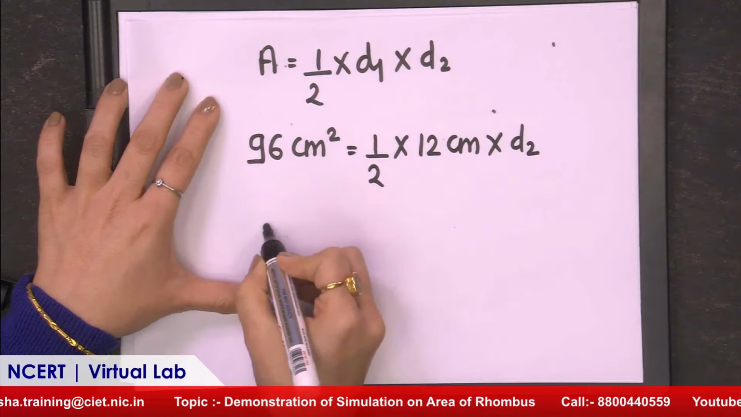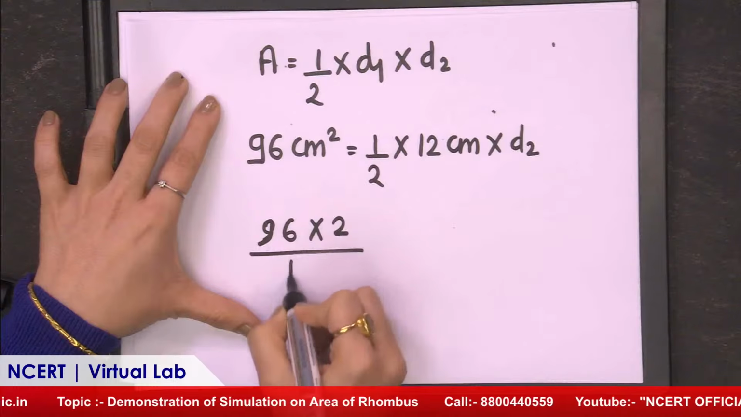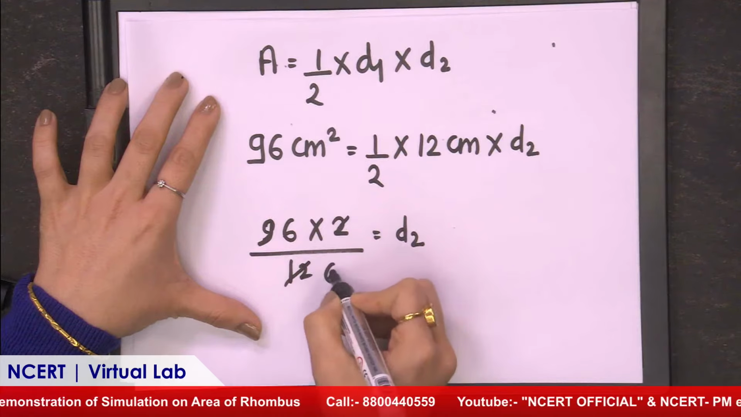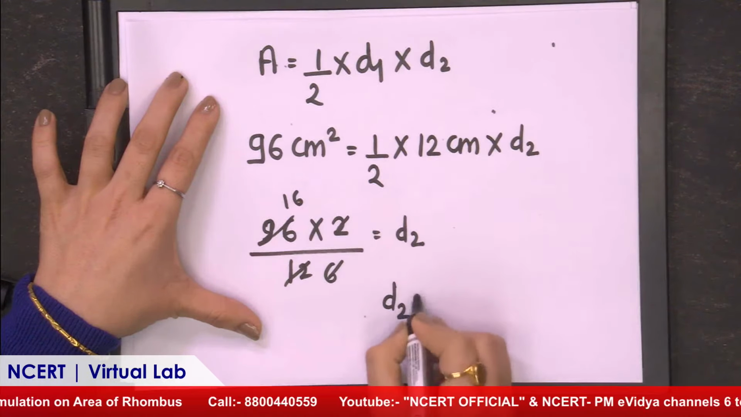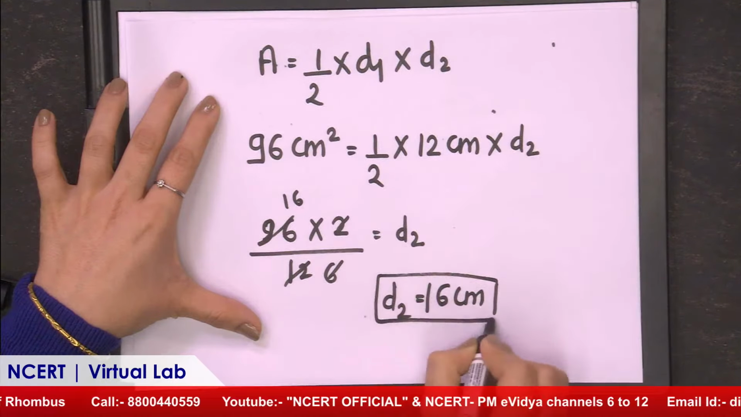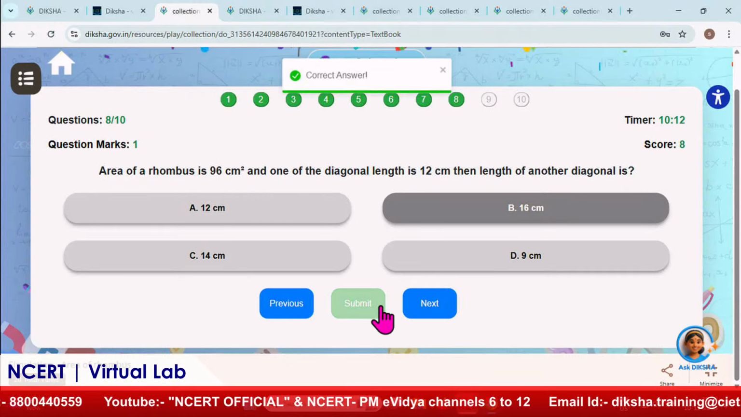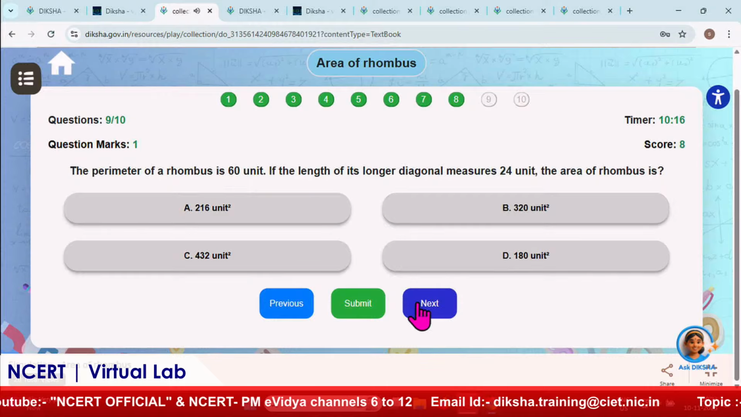So what we have to do: 96 into 2 divided by 12 should be the second diagonal. This is 6 and this is 16. So the second diagonal should be 16 centimeter, and we can do our question, click on the submit button and again click on the next button.